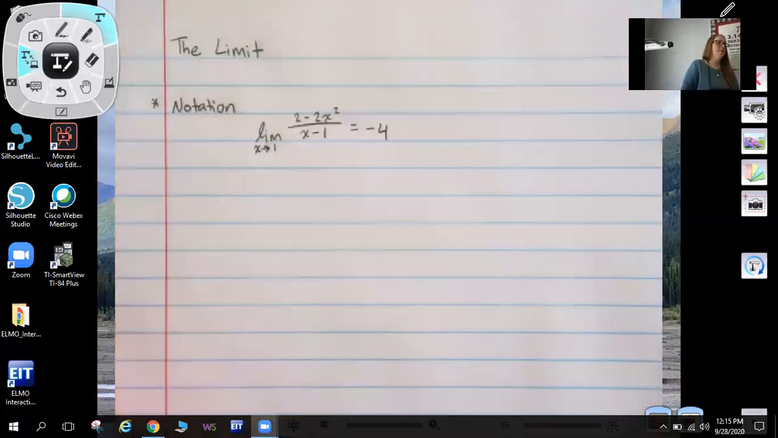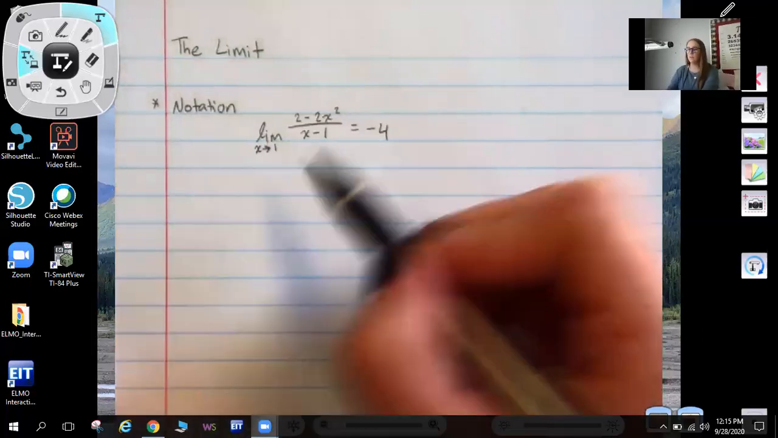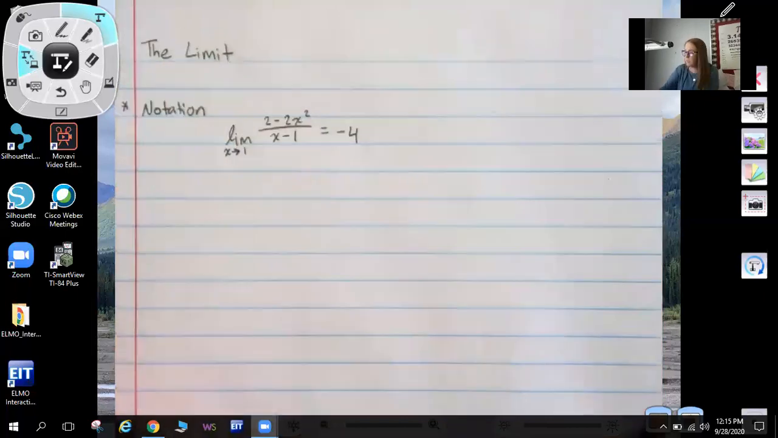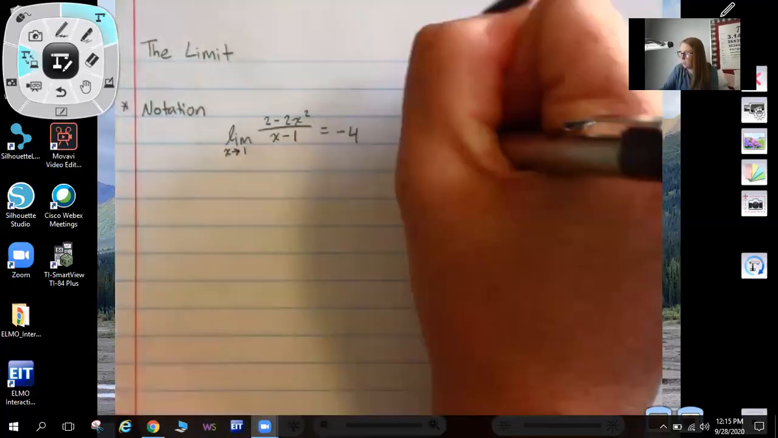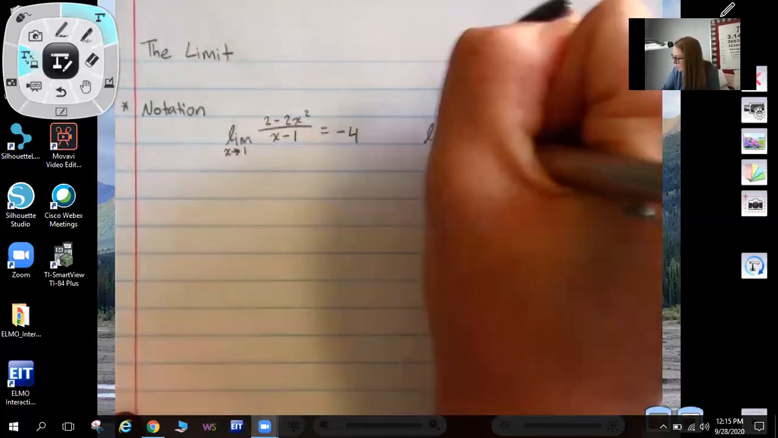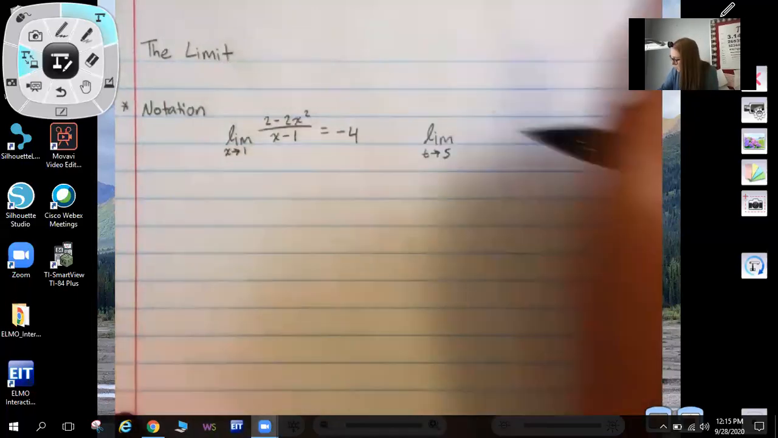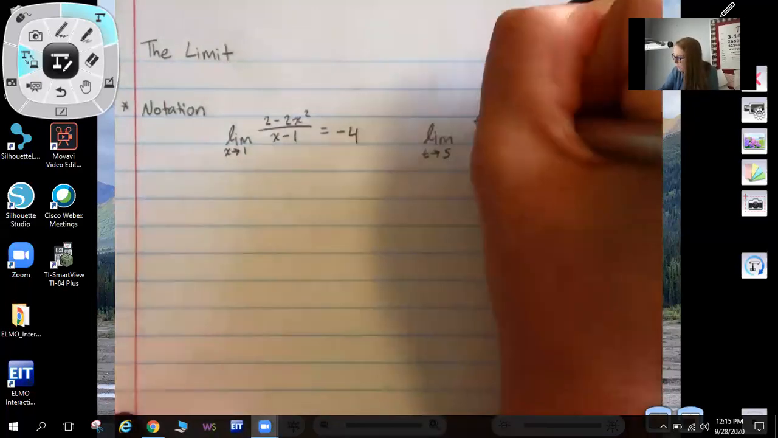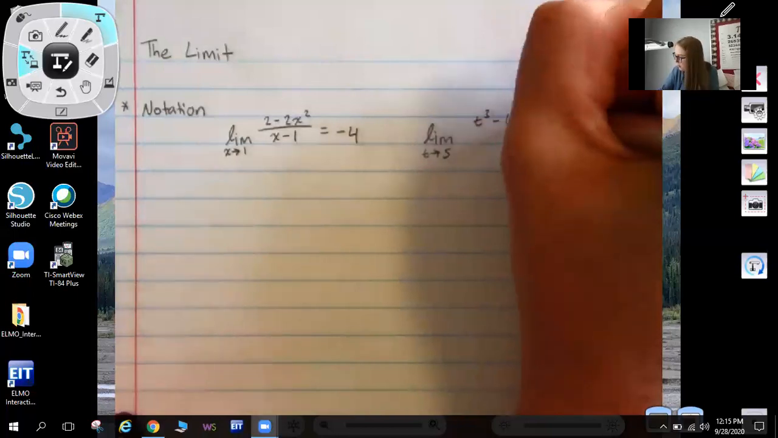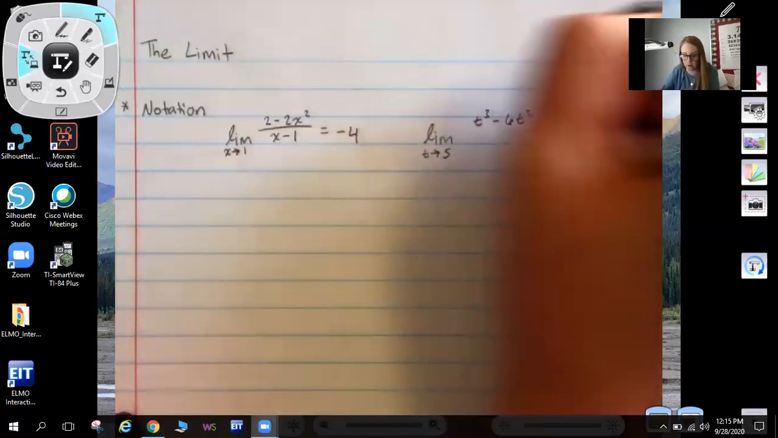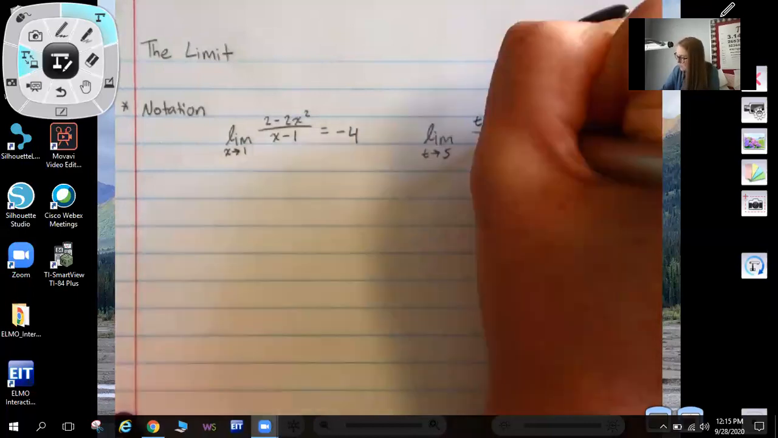So we already did the work to find this limit because we did our chart and we got all the numbers, and those numbers were approaching -4. So that means the limit as x approaches 1 equals -4. Another example that we did, if we were to write it in this notation: the limit as t approaches 5 of t cubed minus 6t squared plus 25 over t minus 5.